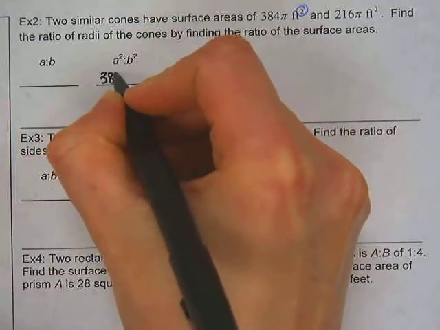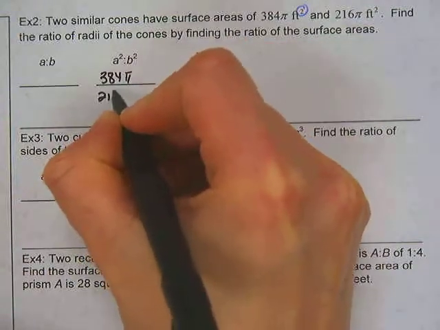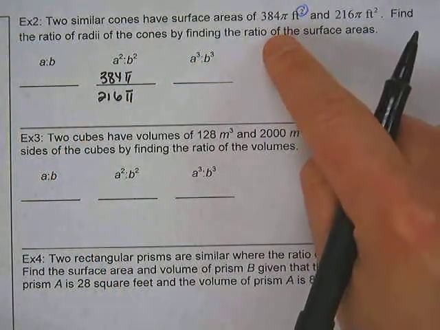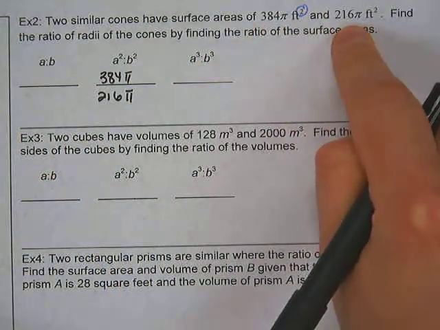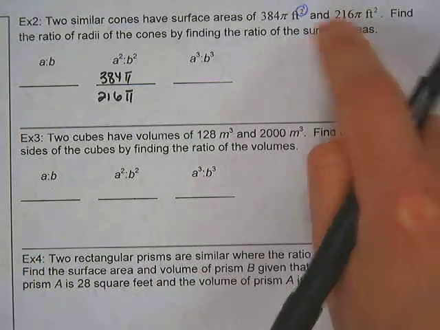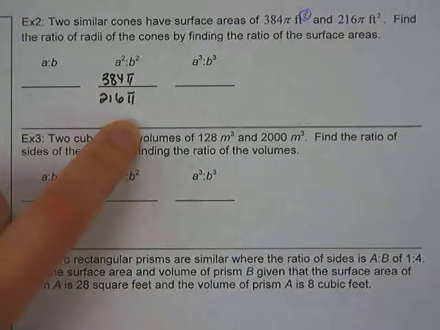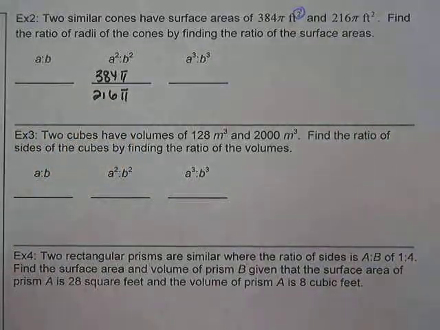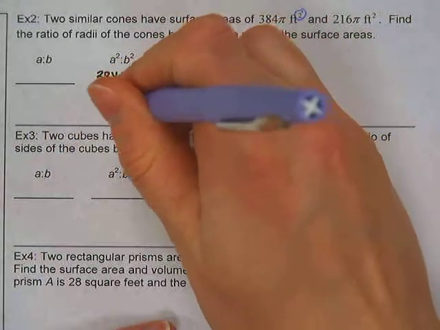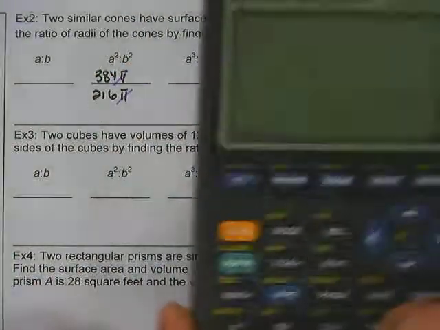So I'm going to write down 384 pi to 216 pi. I have a tendency of doing the first one over the second one. It doesn't matter to me which one's bigger or smaller, it's just first to second. Now, I always think it's helpful to simplify the fractions, so I'm going to cancel the pi's.